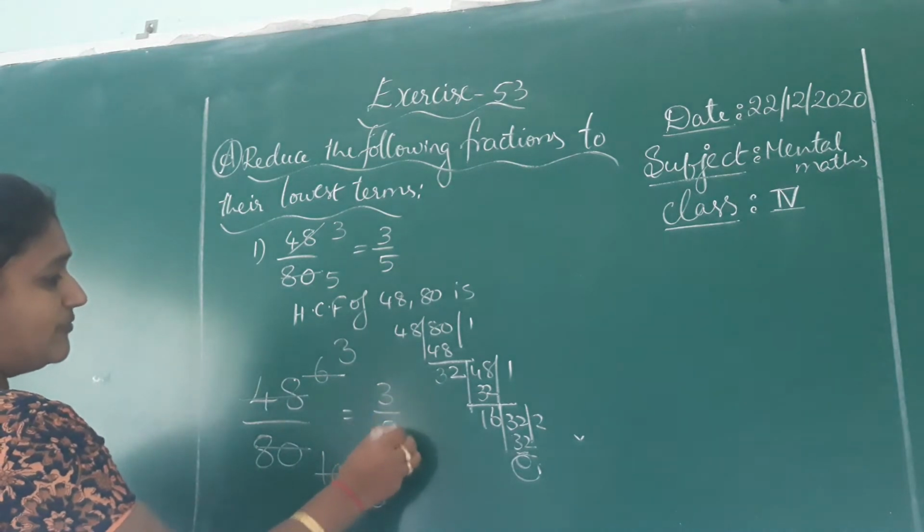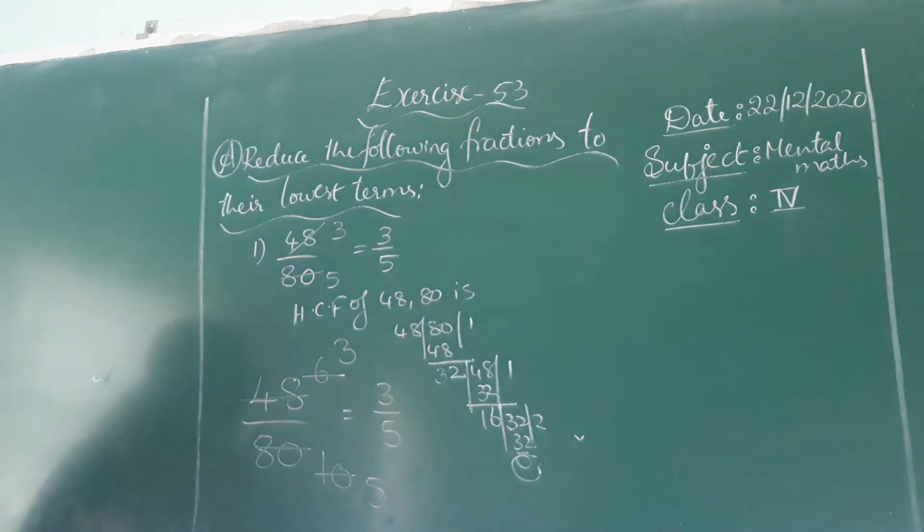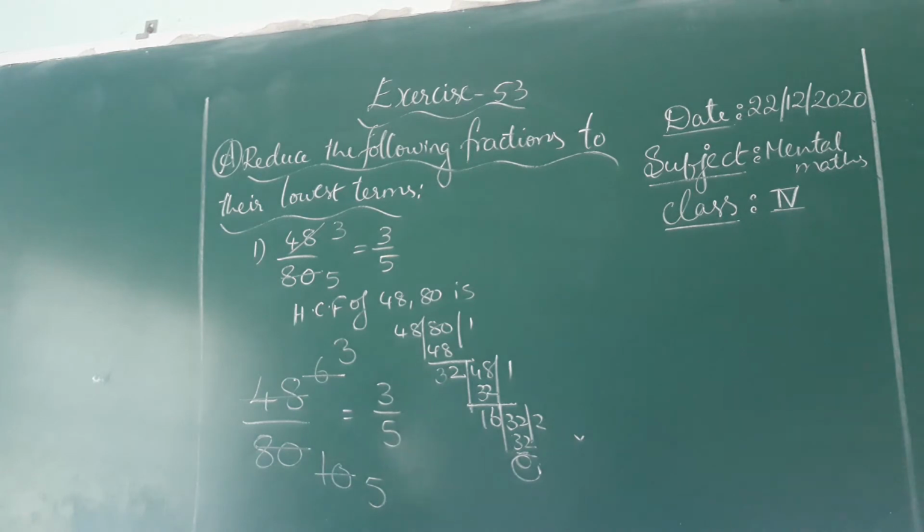If there is no common factor for those two numbers, there is no chance of cancellation. By that time you have to leave it.